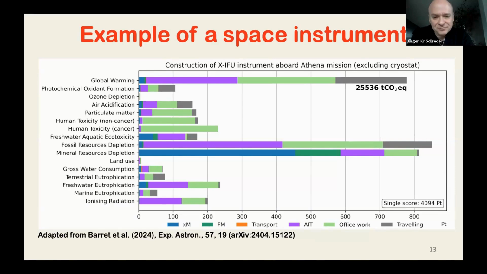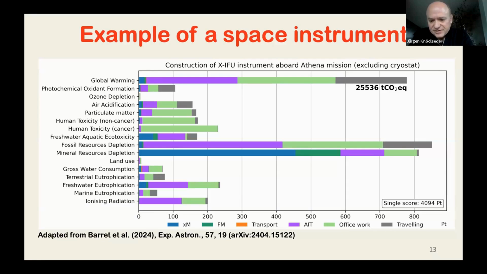And now where does it come from? So for example, the purple, this is the AIT, the assembly, integration, and test activities for the object. And behind that, it's in fact the clean rooms. The clean rooms that you need to make these activities, they consume a lot of energy. You have to generate a stable environment locally in these clean rooms. And this is very impactful. And that's also coming out of other studies. The clean rooms are really a big issue for space sciences.